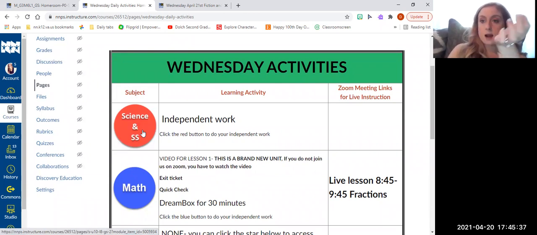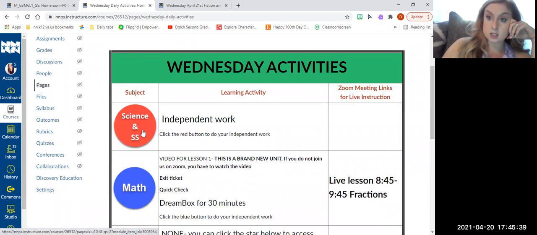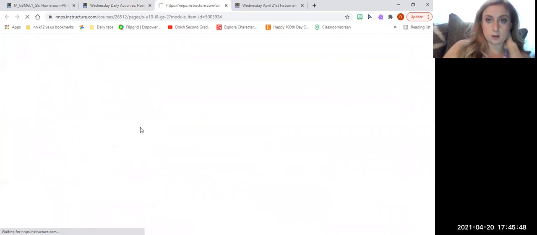Also on Zoom this morning, I will be going over some of the questions from the math test yesterday. So please join us and we'll do more of that review after school on Thursday.